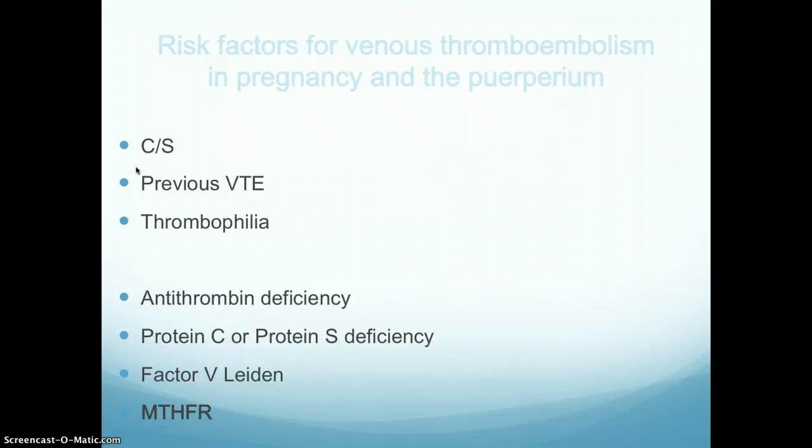Risk factors for having a thromboembolism in pregnancy or in the postpartum period are patients who've had a C-section, or who, outside of pregnancy or even during their pregnancy, had a thromboembolism. And then the remaining things on here are things that we can test for in a patient's blood. They're expensive lab tests.